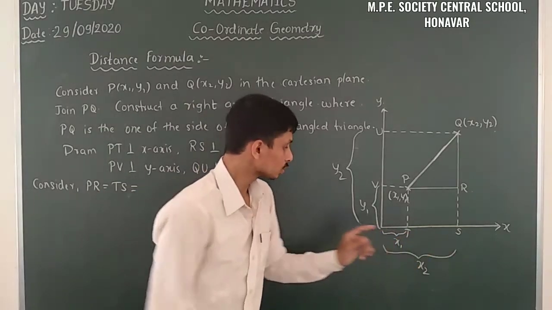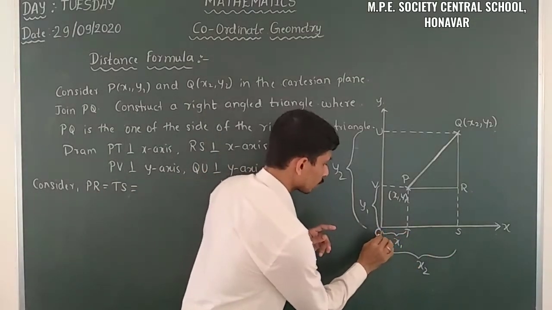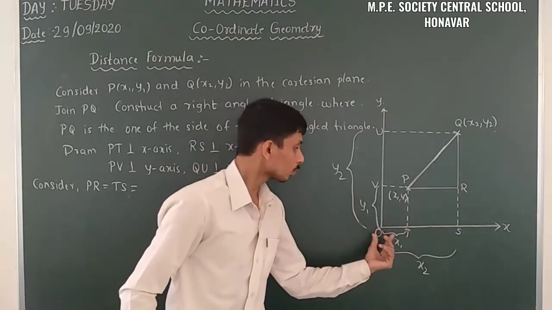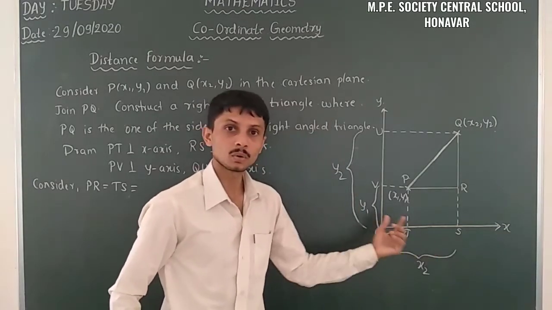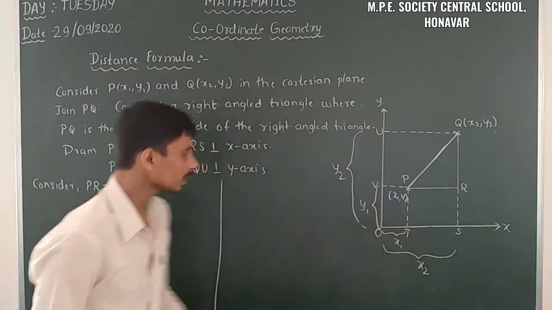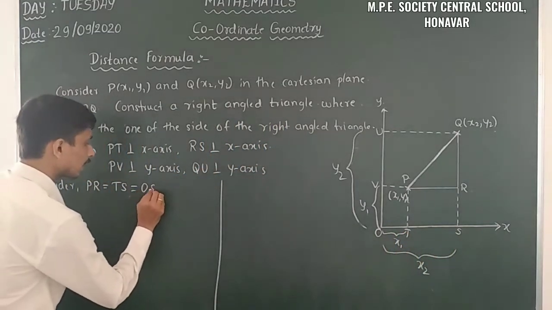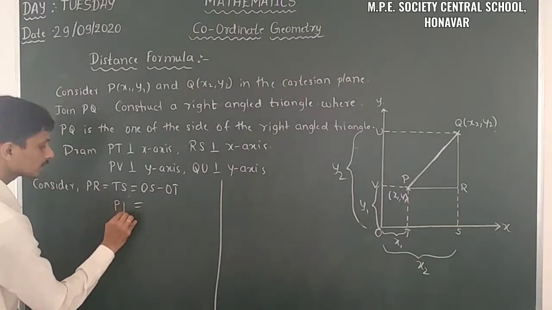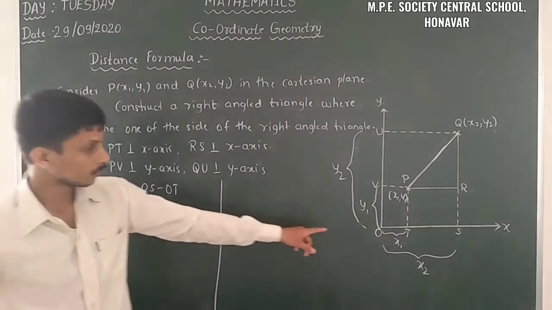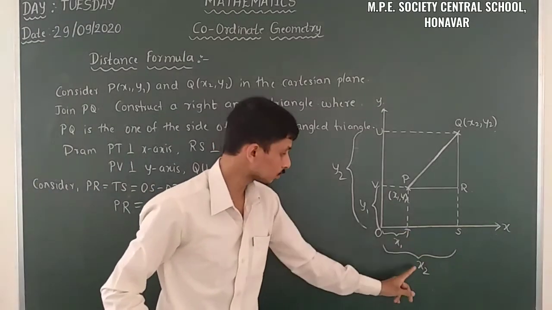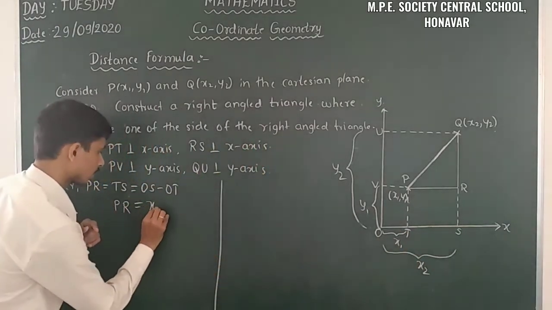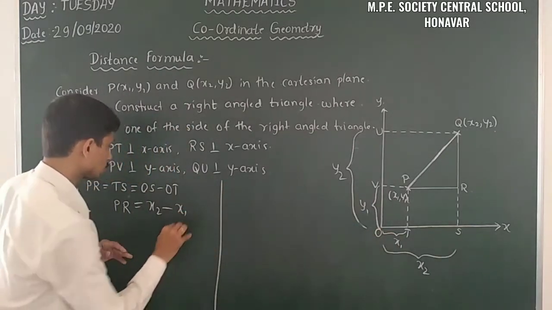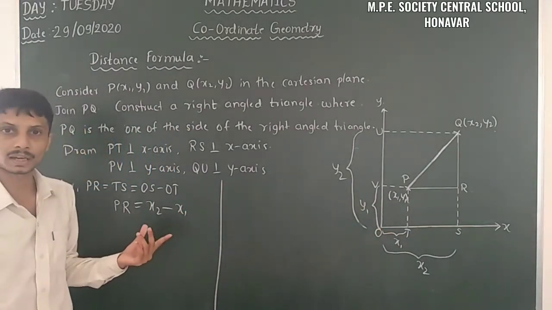Just observe this. When the point O is the origin, TS can be written as OS minus OT. So PR is equal to OS minus OT. What is the value of OS here? OS is equal to x2 and OT is equal to x1. So we have the value of PR.